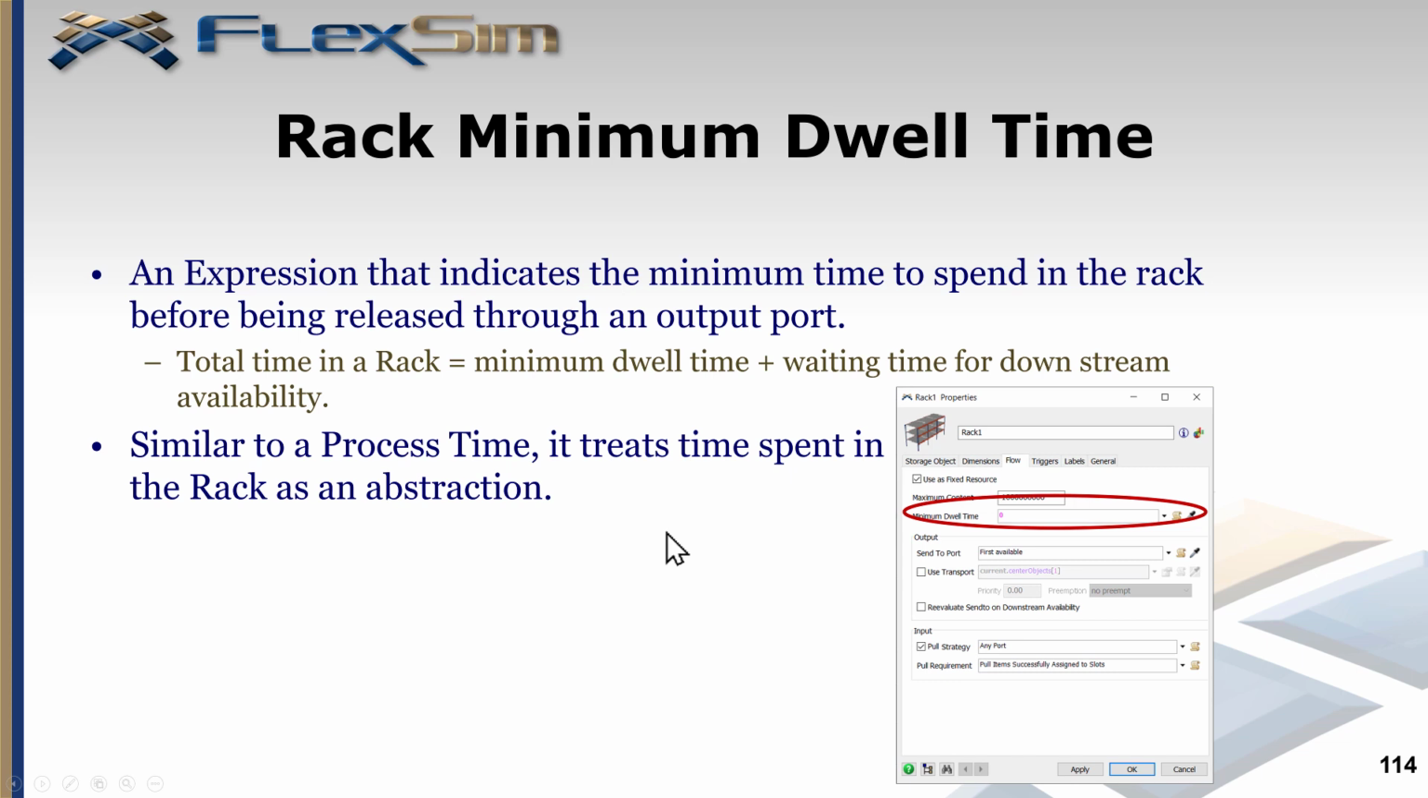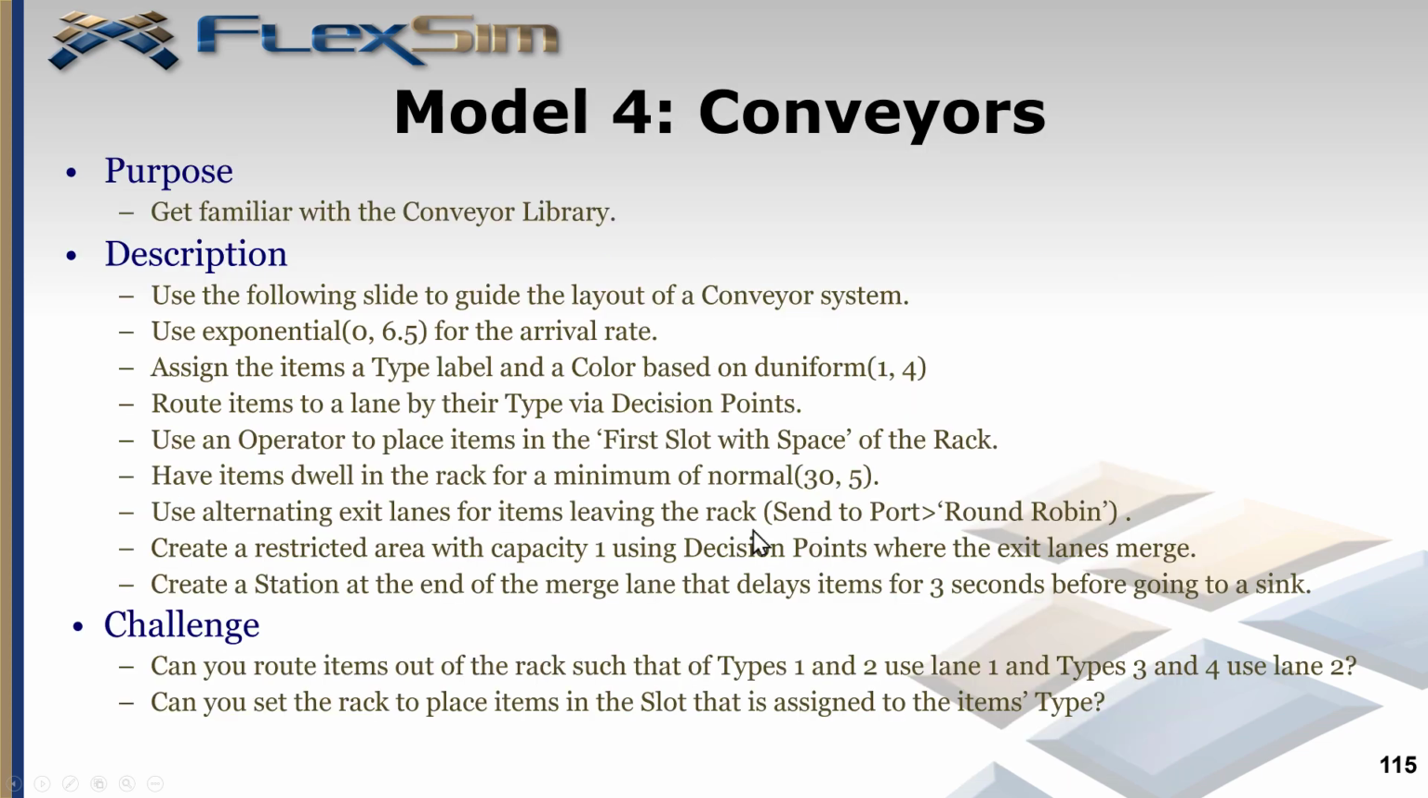So the total time in the rack will be a combination of the minimum dwell time, the forced time you apply to the item that they must stay in there, plus any extra time where the flow item has to wait for downstream availability, or for maybe an operator to carry them out of the rack, or whatever is in your model that's restricting them leaving immediately. Similar to a process time, it treats time spent in the rack as an abstraction.